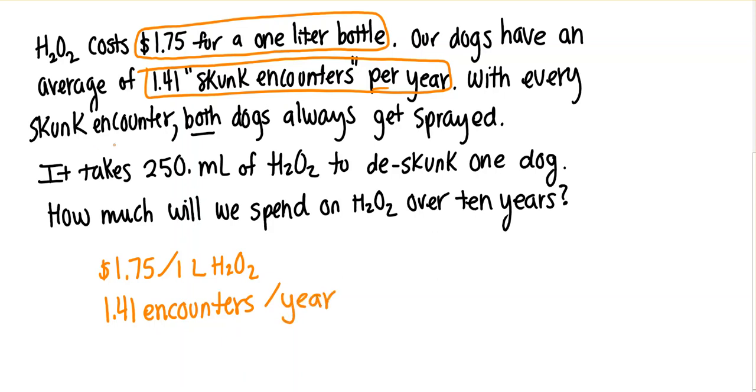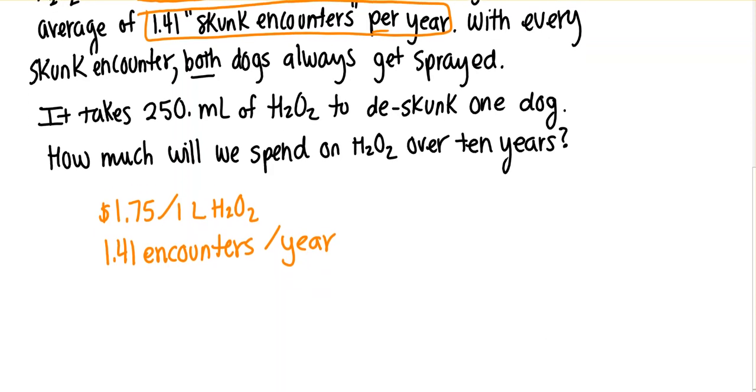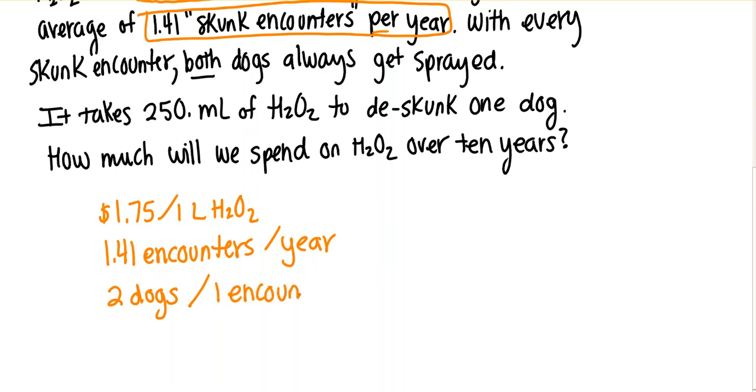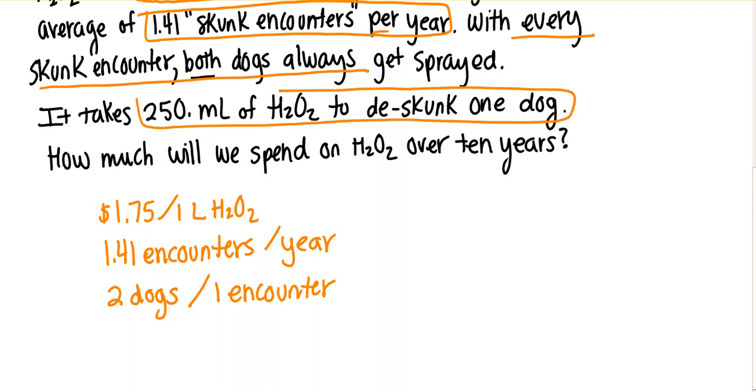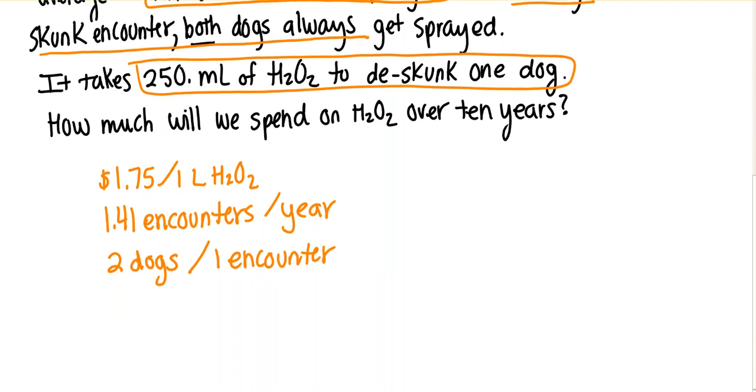Okay. With every skunk encounter, both dogs always get sprayed. So this is a little bit more hidden, that there are some numbers there, but there are. Both implies 2. And that's per, for every skunk encounter, per 1 encounter. Okay, and so that's this. And keep going. Here's another one, the amount per dog.